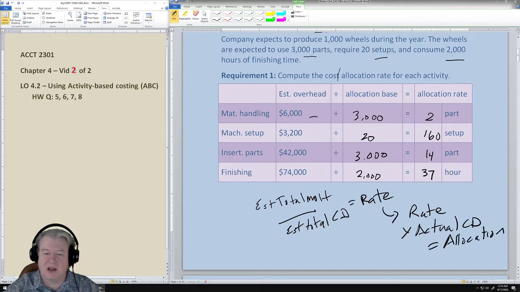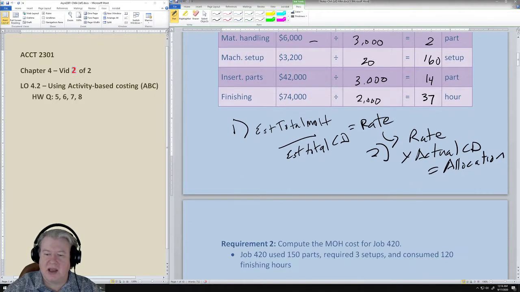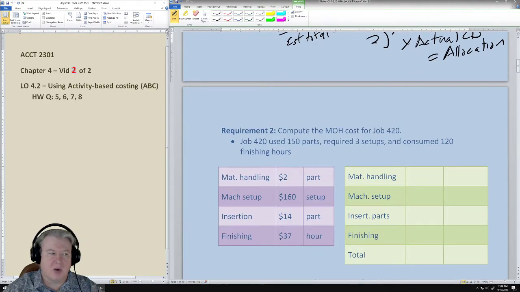And that is, if you remember, we talked about a step 1 and a step 2. So here we have done step 1. We figured out the rates, the 4 different rates. And now here in step 2, in requirement 2, we're going to do this second step. All I've done is pull down the information given in the problem.